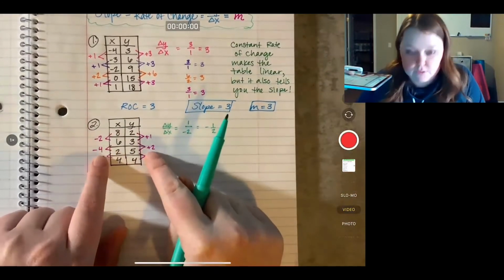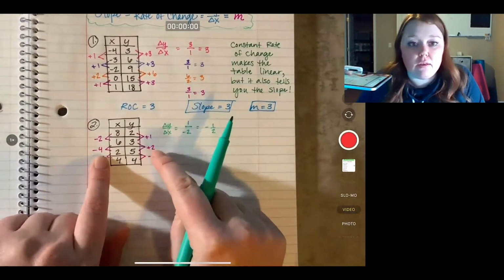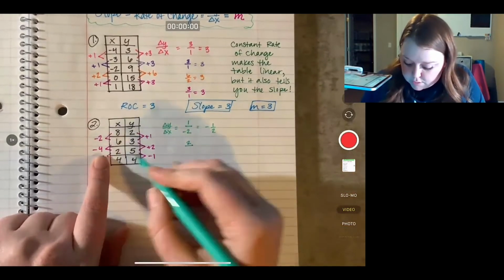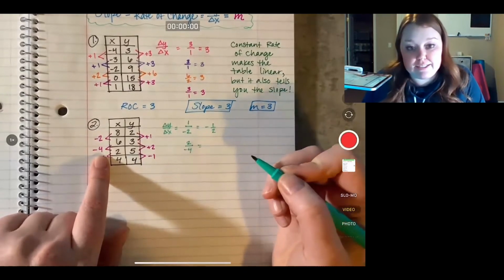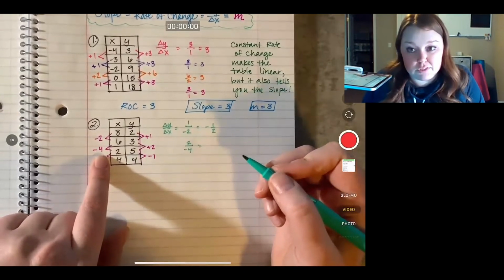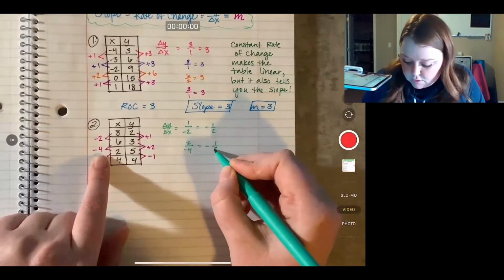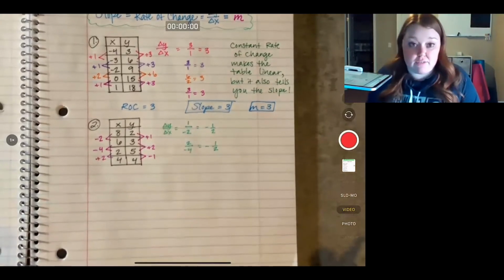Okay. Now we go to our next little comparison. Always put your change in y on top. Change in y was +2. My change in x was -4. Does this simplify? Yes, it does. 2/4. Well, 2 is half of 4, right? And I stick that negative out front. 2/4 is the same as half. So -2/4 simplifies to -1/2.